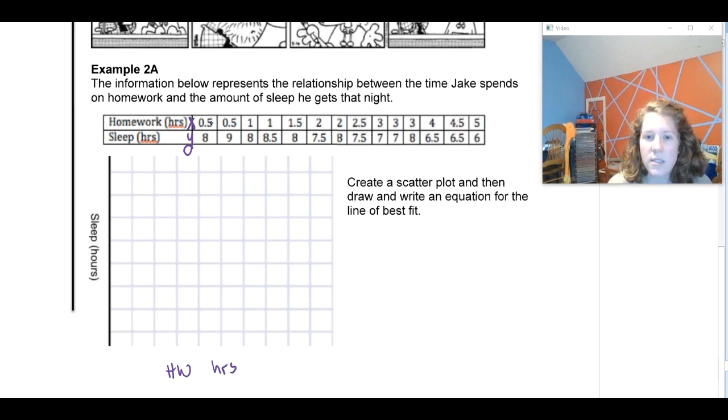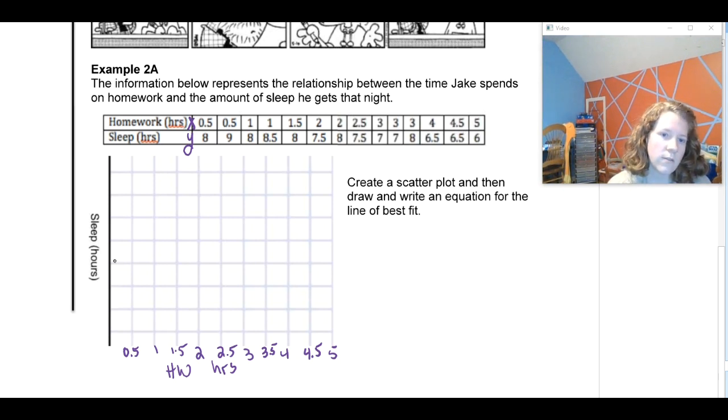Homework starts, the lowest is at 0.5, the highest is at 5. So we could say 1, 2, 3, 4, 5, with these being the half marks, so 0.5, 1.5, and so on. And then we can do sleep hours. The lowest sleep hour is 6, the highest is 9. Yeah, let's just count by ones. 1, 2, 3, 4, 5, 6, 7, 8, and 9.